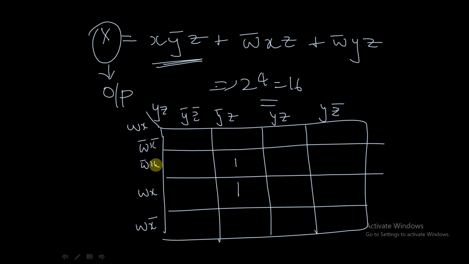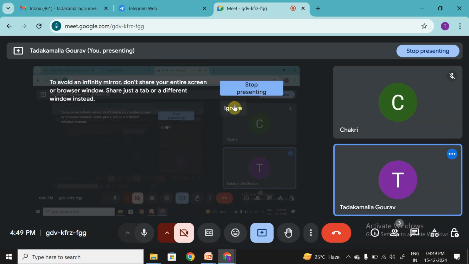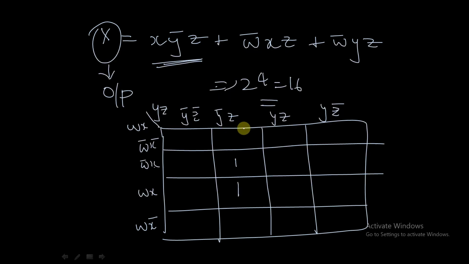Since x is common here, I will write 1, 1, and y bar z. Okay, y bar z and x is common in these two cells. I will write minterms here. Is it clear how I am plotting this particular expression on my K-map? I think it is clear now.